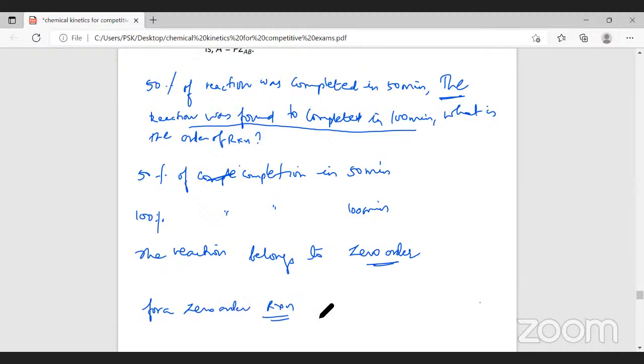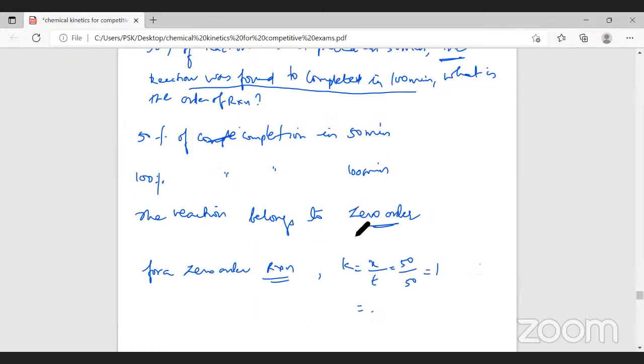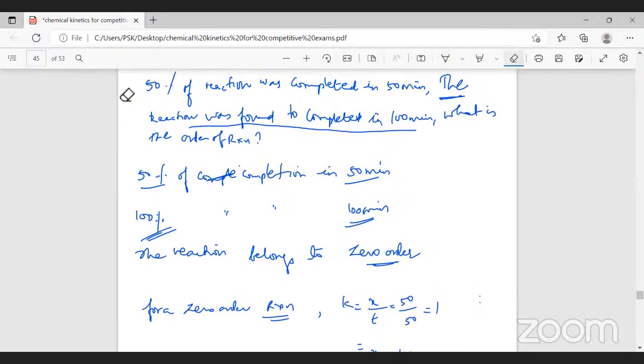For a zero order reaction, we know K is equal to X by T. X is the amount of reactant reacted, that is 50, and the time is 50. So it's 1. And for the next set, it is again X by T: 100% completed in 100 minutes. So again, it is 1. That means zero order reaction is independent of concentration. Since it is independent of concentration, 50% of the reaction is completed in 50 minutes and 100% of the reaction is completed in 100 minutes. All right. The next question we will learn. I have to write it; I didn't have time to type the questions.